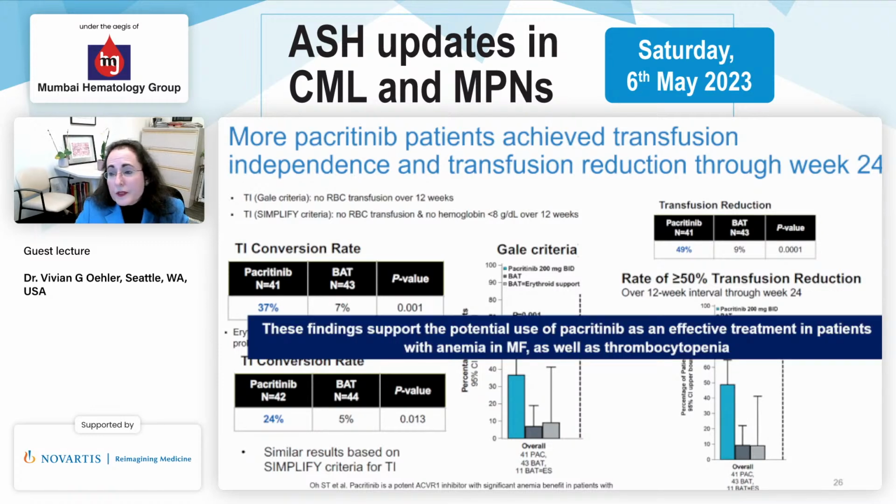And so in conclusion, with data presented by Dr. Oh and colleagues, this supports the use of pacritinib. It seems to be a good choice for patients not only with thrombocytopenia, but also in patients with anemia.